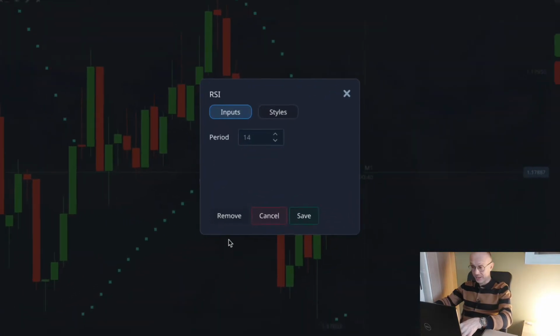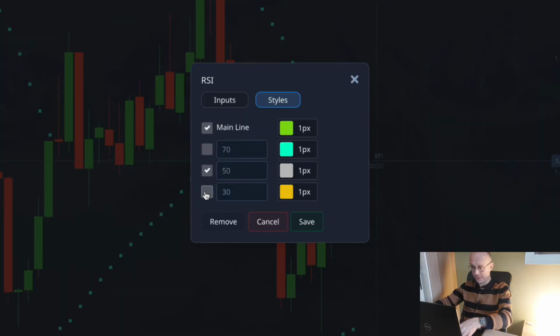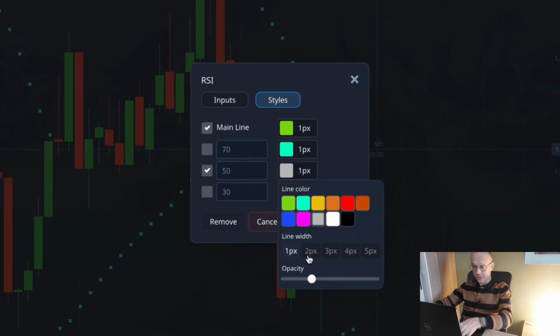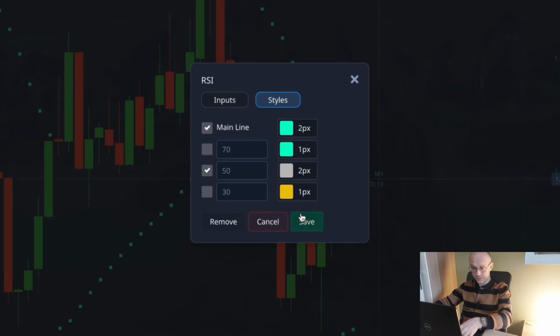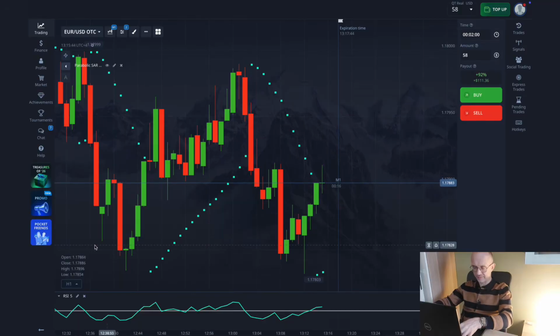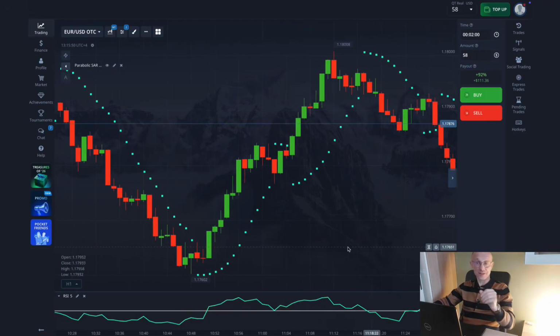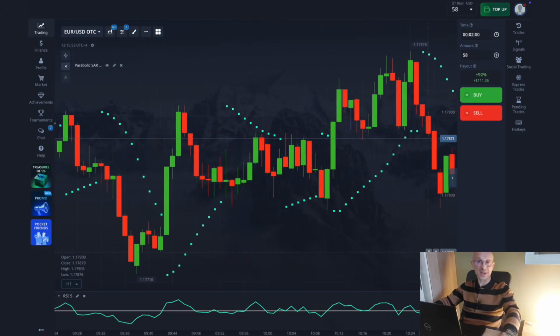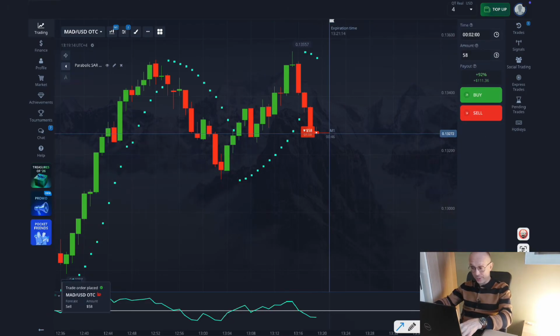Let's configure the RSI. Let's set the period to 5. Go to Style and disable lines 70 and 30. Let's set the width of line 50 to 2 and move the opacity to the right. Let's set the main line to turquoise, width 2, and save. Well, the indicators are ready to go, and friend, if you trade on your phone, configure it in the same way. I enter the market consciously, acting strictly according to the scenario.